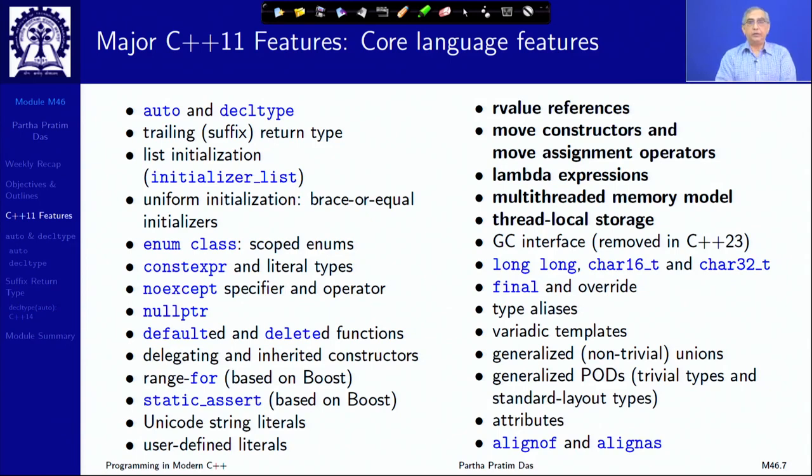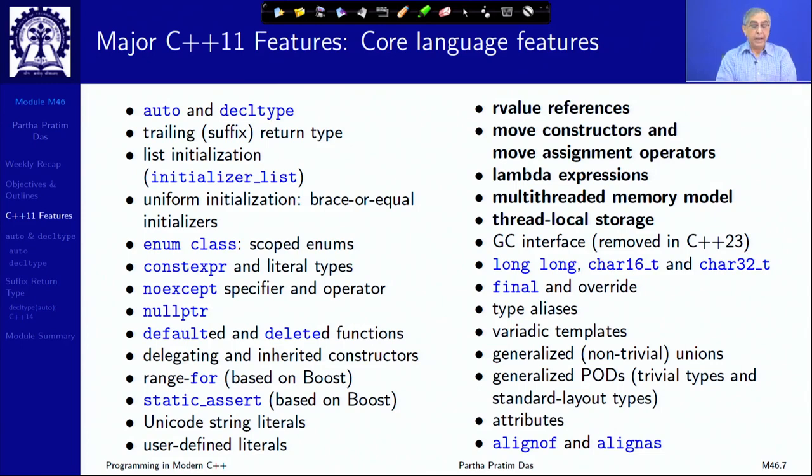Some of them make it a better C++, like when we started studying C++ 03, we noticed that there are quite a few features which just made C++ a better language over C. Similarly, C++ 11 also has a number of features which make it a better C++, but there are a number of features which are fundamentally very significant, and some of those I have shown in bold: Rvalue reference, move constructor and move assignment operator semantics, lambda expressions, multi-threaded memory model, concurrency support and so on.